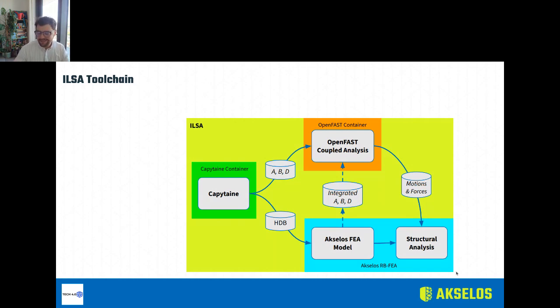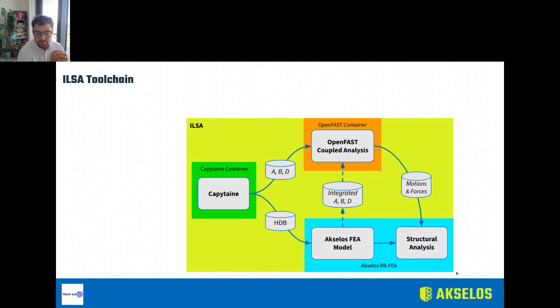What makes this especially easy with Akselos is that we have the capacity to build holistic models of these foundations. It's often the case that people tend to submodel parts of these foundations when they're doing FEA analysis, and of course that creates problems when it comes to mapping the loads from the rigid body simulation, so the coupled analysis, onto the FEA models. So we completely remove that issue. We have this one-to-one geometric similarity between the OpenFAST model and the Akselos model.